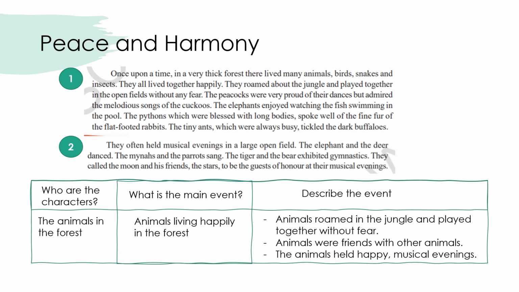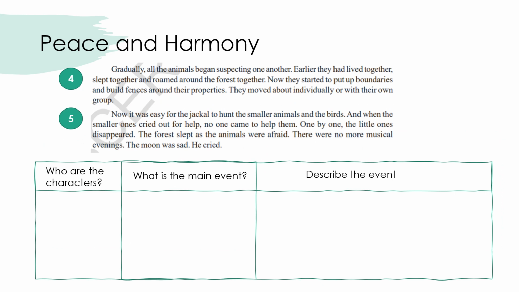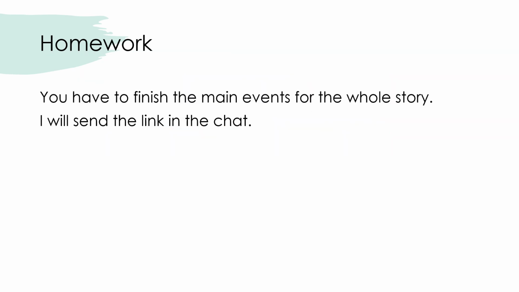So I have shown you how I am describing an event in the first two paragraphs. What I want you to do is do the same for the next paragraphs 3, 4 and 5. We will look into this in more detail in the class. Once we have finished working on the first 5 paragraphs, we will finish the main events for the whole story. I will send this as a link in the chat.